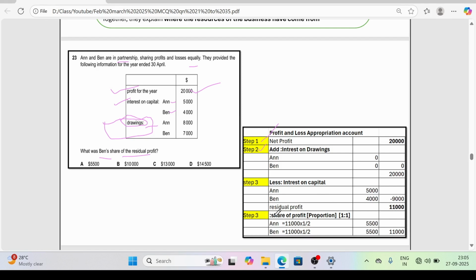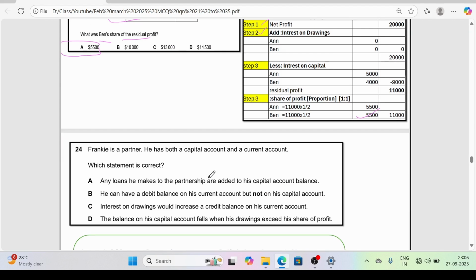The next step 3 is how much is the share of profit. They already mentioned here profit and losses equally. Equally means 1:1. So 11,000 times 1 divided by 2. Each partner will get 5,500. Now the question: what was Ben's share of residual profit? Option A, 5,500, because Ben's share of profit is 5,500. Okay, so let's move to question number 24.